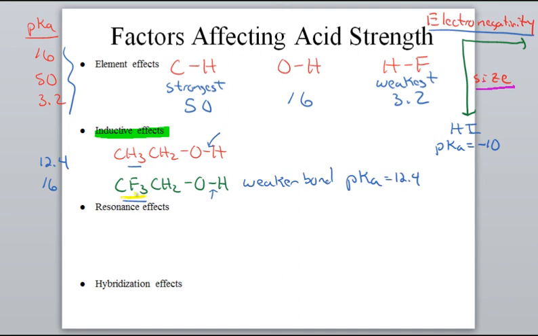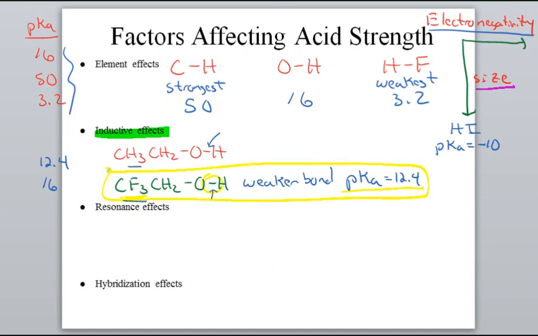Having these neighboring atoms has an effect on the bonding electrons, that OH bond. Those fluorines pull those bonding electrons a little bit further away from the hydrogen, and it makes the pKa value lower, meaning that OH bond is weaker. So this one is our stronger acid.